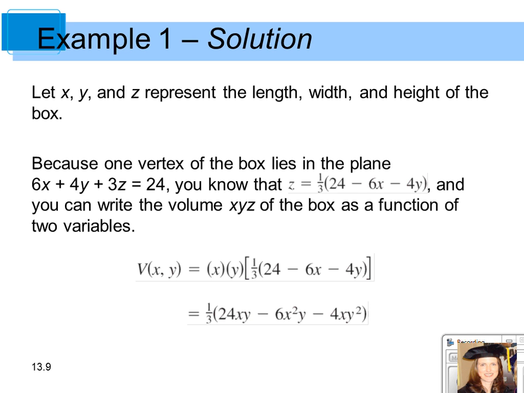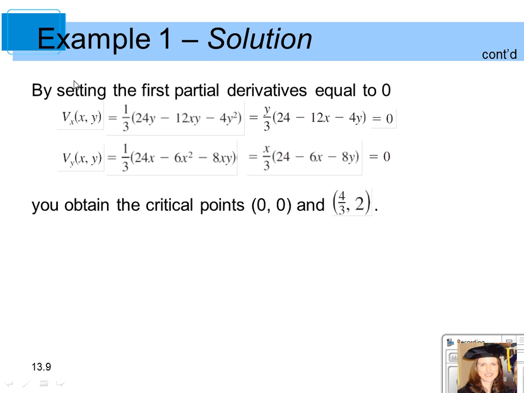When you distribute the x and y, we can then take the partial derivative with respect to x, treating x as a variable and y as a constant. You get this as your partial derivative with respect to x. You can also take the partial derivative with respect to y, and you get this. Now we want to find where those are both equal to 0 at the same time. Notice here a y has been factored. That's a common factor. So if we factor out the y over 3, you're left with this. And in the second partial derivative, we factored out the x.